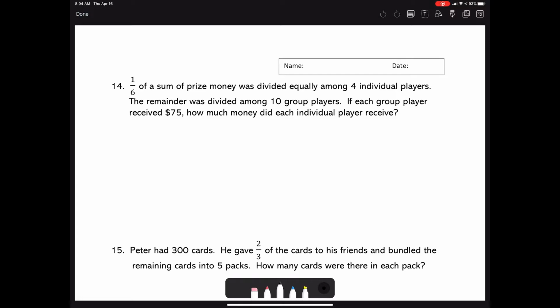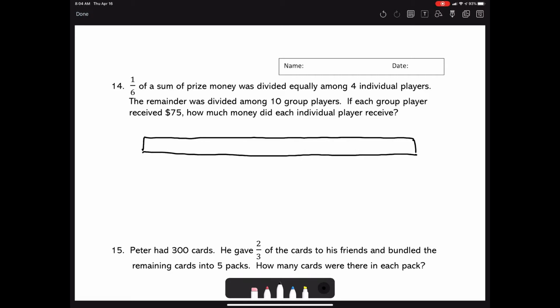Okay, well, what I'm going to do in the beginning is make a bar for the total amount of prize money. So if I look here, it says 1/6 of the sum of prize money was divided equally among 4 individual players. I'm going to start with that. So first I'm going to make a bar representing all of the prize money.